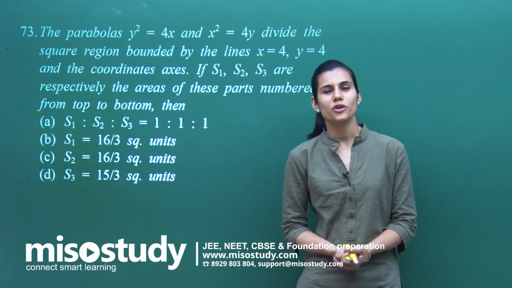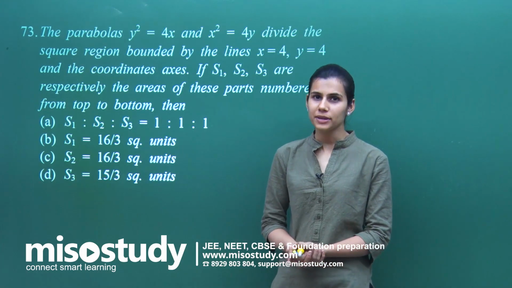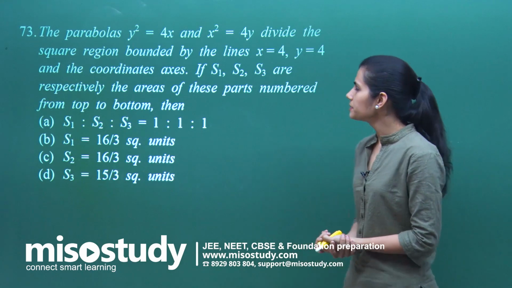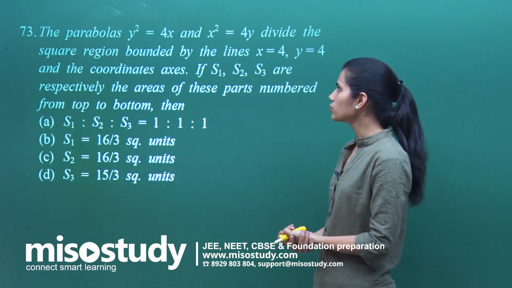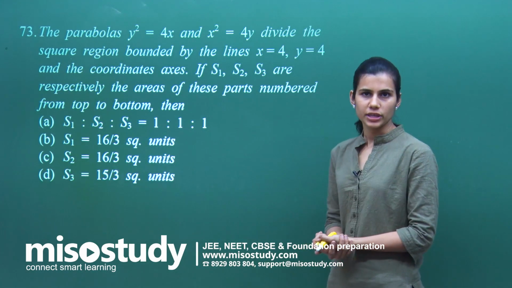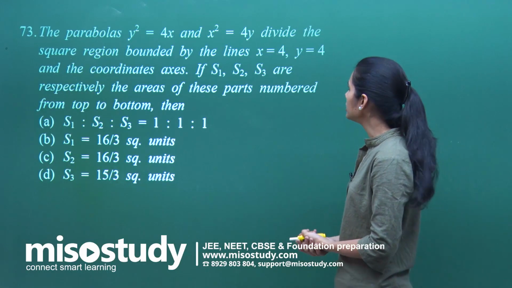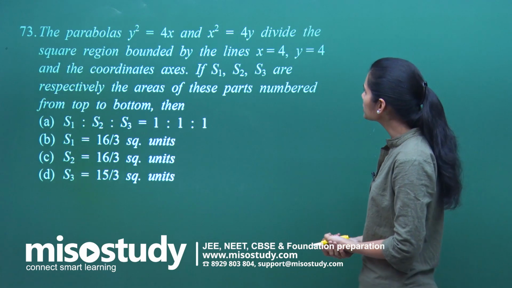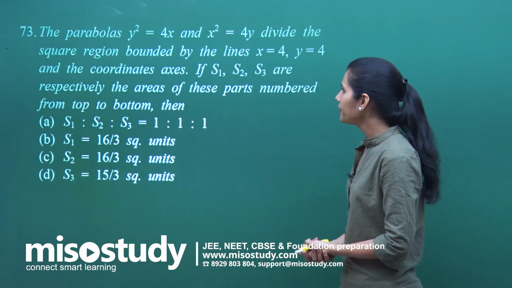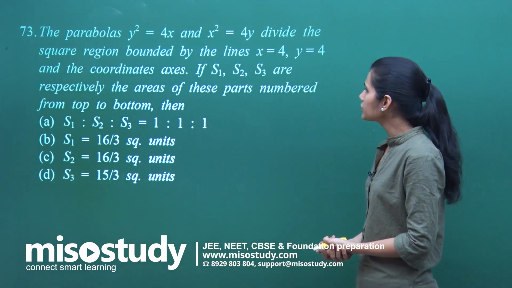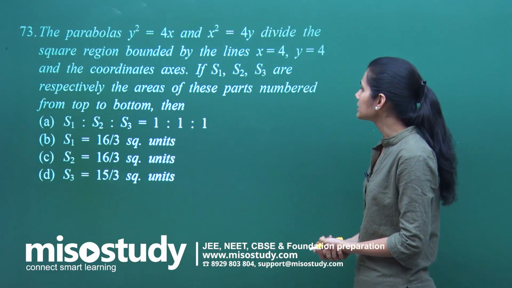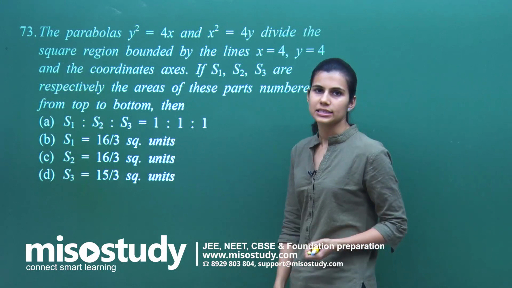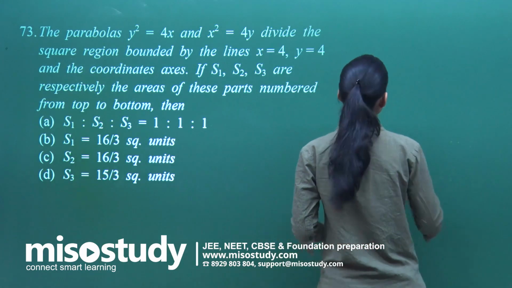Okay everyone, so now we have to talk about the questions on the application of integrals, which is area under curves. So the first question coming up says that there are parabolas y square equals 4x and x square equals 4y. So both are standard parabolas. They divide the square region bounded by the lines x equals 4 and y equals 4 and the coordinate axis. If S1, S2, S3 are respectively the areas of these parts numbered from top to bottom, then what among these is the correct option?